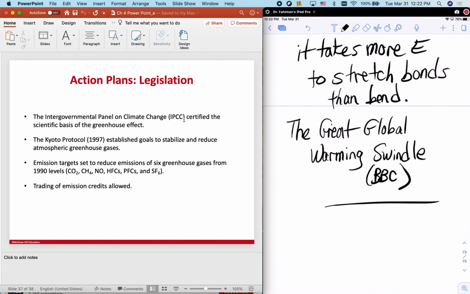And so legislation, really the only one that everybody kind of came together on was a long time ago. The Kyoto Protocol was in '97, and that established goals to stabilize and reduce these greenhouse gases, and the ones they focused on were these ones. So CO2, but also nitrogen monoxide and these other HFCs that are CFC replacements, from the previous chapter. And then they allowed trading of emission credits.